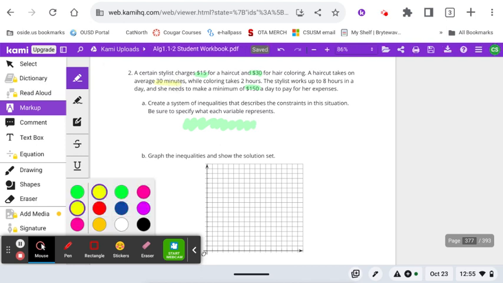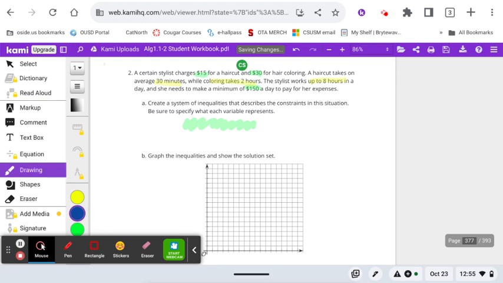A haircut is 30 minutes, coloring is 2 hours, but we can't go any more than 8 hours, up to 8 hours. But be careful with this because 30 minutes and 2 hours and 8 hours, we want that all to be consistent in hours. So you're going to have to convert the 30 minutes into hours. What do you think that's going to be? You got it. It's a half hour. Make sure you use a 0.5 for that so that everything matches.